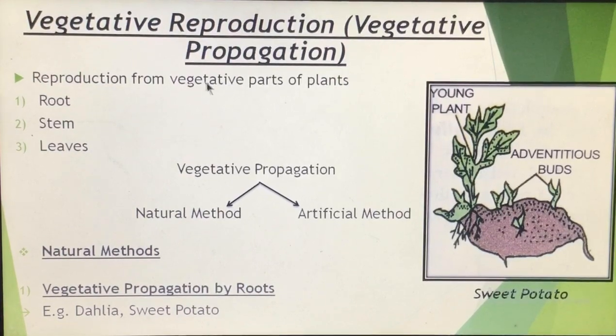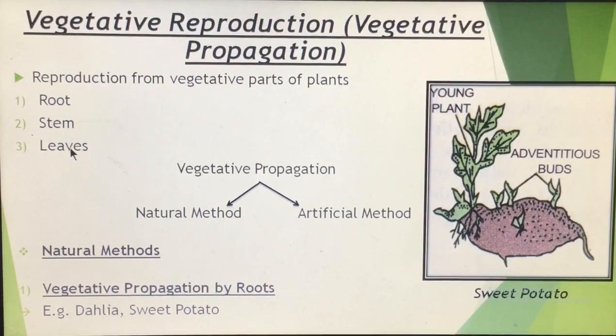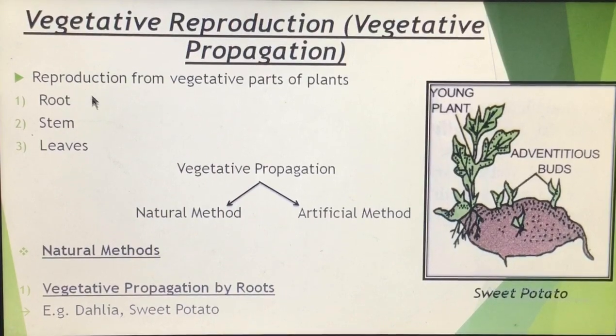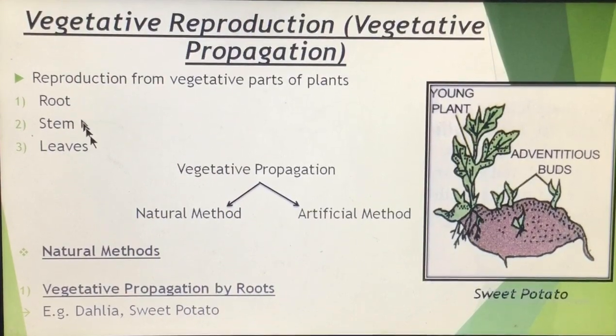Now ये vegetative parts क्या होते हैं? The root of the plant which is there inside the soil, the stem of the plant which is above the soil, and the leaves which are present on the stem, on the branches. So this root, stem and leaf, these are the vegetative parts of a plant. So a new organism is formed either from the root or from the stem or from the leaves.